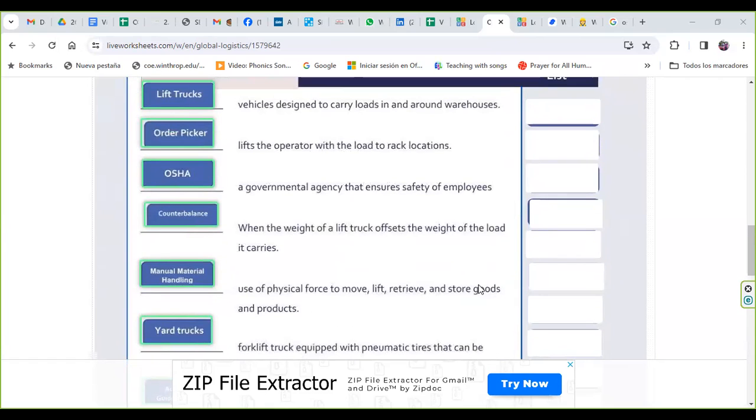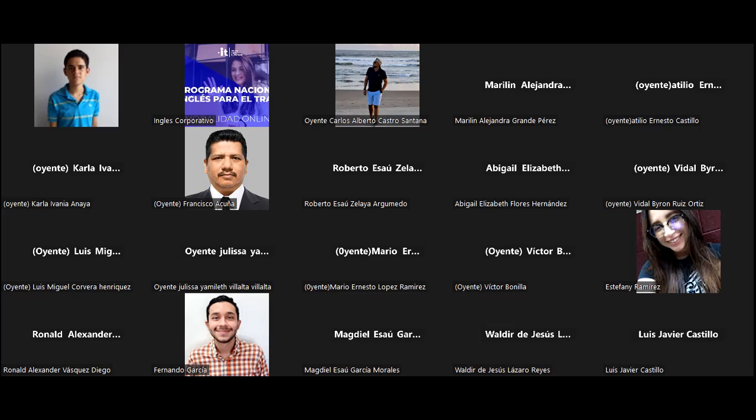Lift trucks, vehicles designed to carry loads in and around warehouses. Those are the most common ones, the ones that we always see. Order pickers lift and operate with the load to direct locations. OSHA is an acronym. An acronym is a word formed from the initials of each of the words, right? So O-S-H-A stands for a governmental agency that ensures safety of employees. It says that it's Occupational Safety and Health Administration.